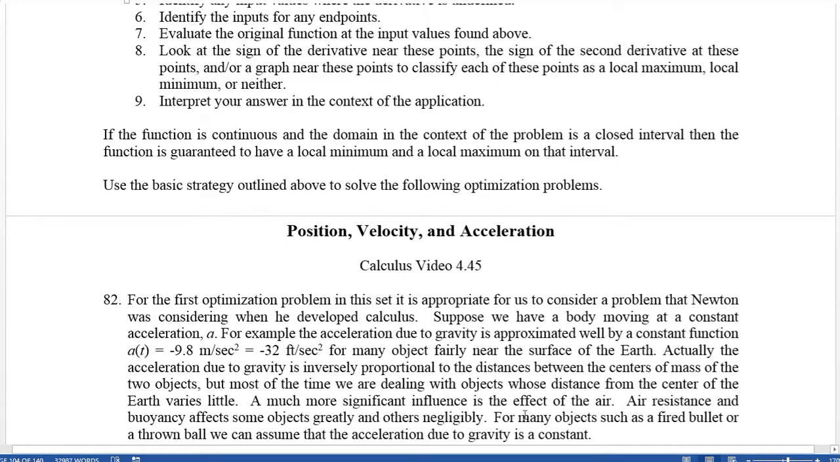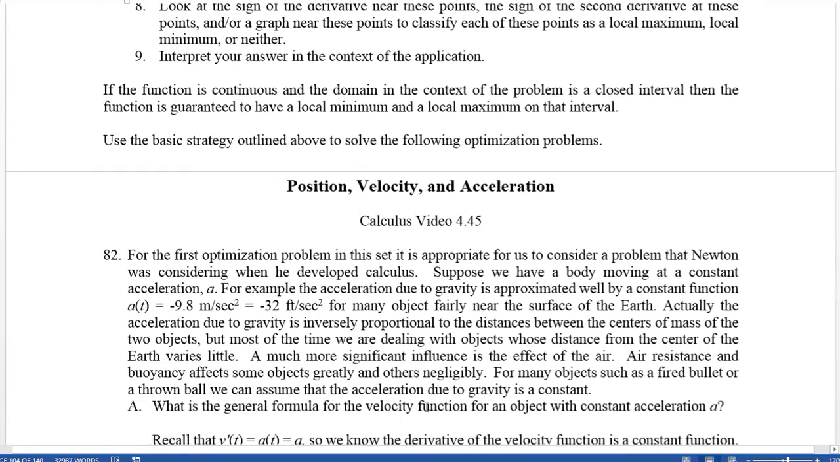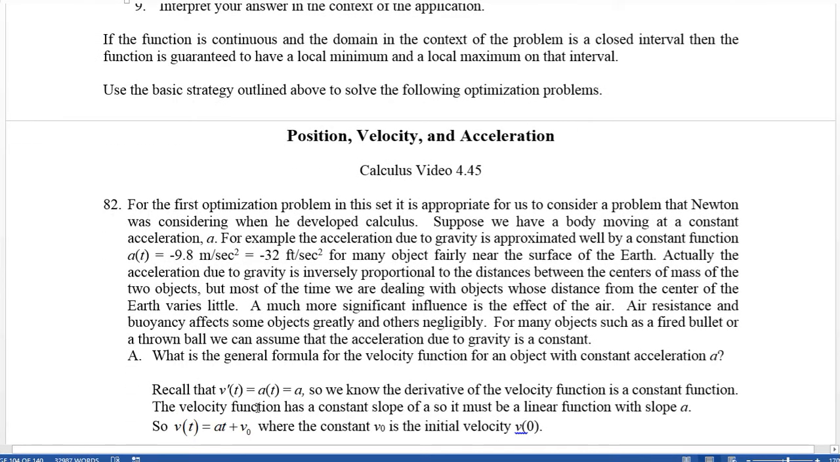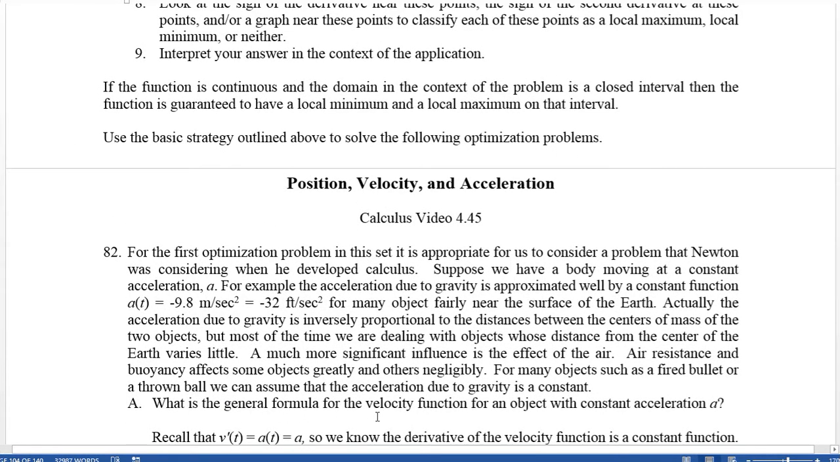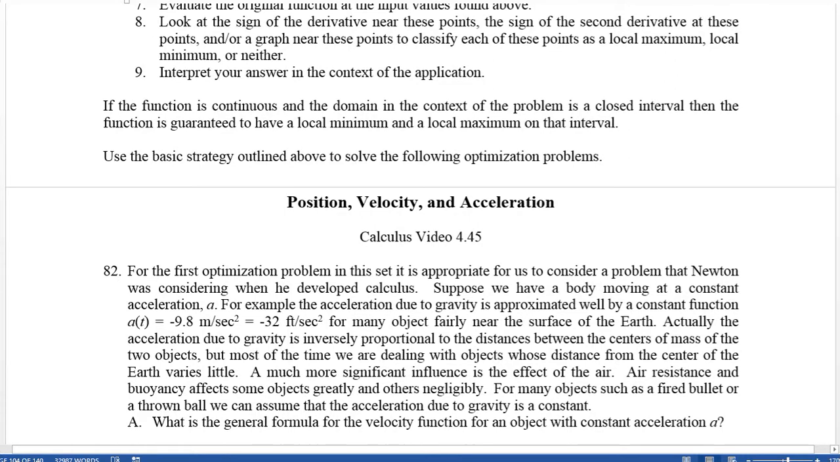Okay, so if we take an object such as a fired bullet or a thrown ball, we can assume acceleration due to gravity is constant and that the air resistance is very, very small, so it can pretty much be ignored. So your acceleration in general is more or less a constant. So if the acceleration is the derivative of the velocity, and the object has constant acceleration a, what's the formula for the velocity going to be?